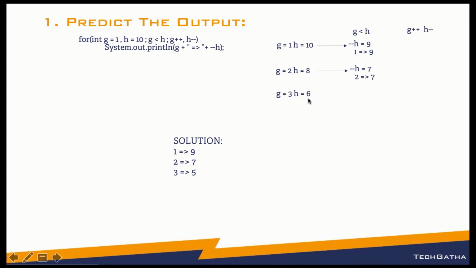Again it increments the value of G to 3, decrements the previous value of H, that is 7, to 6, and then it checks 3 less than 6, true. It decrements again the H to 5, and then it prints the value of G, that is 3, and value of H, that is 5. It increments the value of G to 4. It decrements the value of H from 5 to 4. Is G less than H? False, it exits the loop.